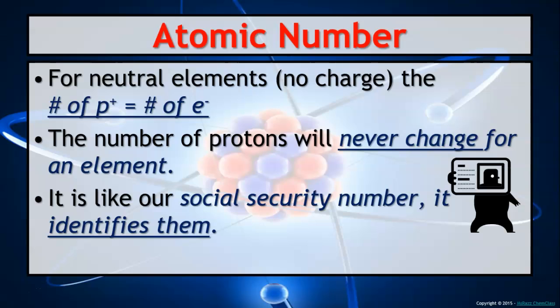It's almost like our social security number. If you're an American citizen, you have a social security number, and that is your identity as far as the government is concerned. That identifies who you are. For atoms, the number of protons identifies who it is or what it is. Every silver atom has 47 protons because its atomic number is 47.